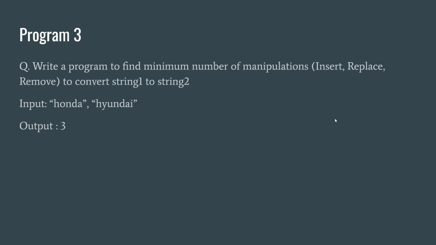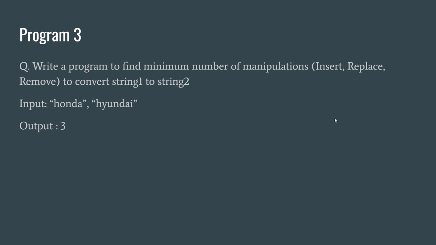Now program 3 is about finding the minimum number of manipulations. Manipulations means either we can insert, replace, or remove to convert string 1 to string 2. This is again one more famous example of dynamic programming, known as the edit distance problem. In this first string, the string is Honda, the second is Hyundai. If you notice, in both strings, H, N, D and A are common. In the first string there is one O, and in Hyundai, Y, A, I are extra.